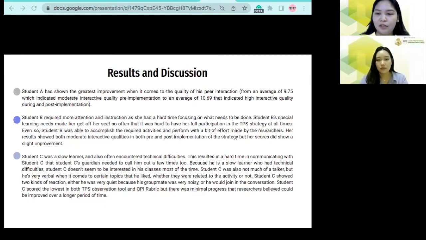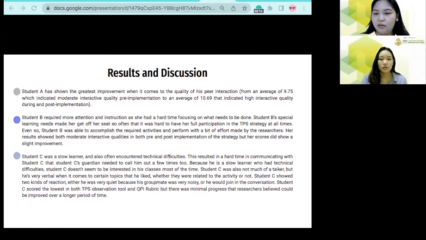Student C was a slow learner and also often encountered technical difficulties. This resulted in a hard time communicating with student C, that student C's guardian needed to call him out a few times too. Because he is a slow learner who had technical difficulties, student C doesn't seem to be interested in his classes most of the time. Student C was also not much of a talker, but he's very verbal when it comes to certain topics that he liked, whether they were related to the activity or not.